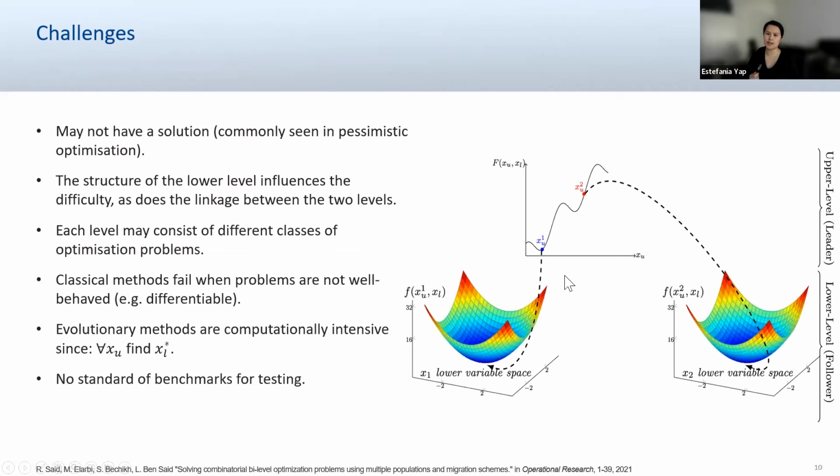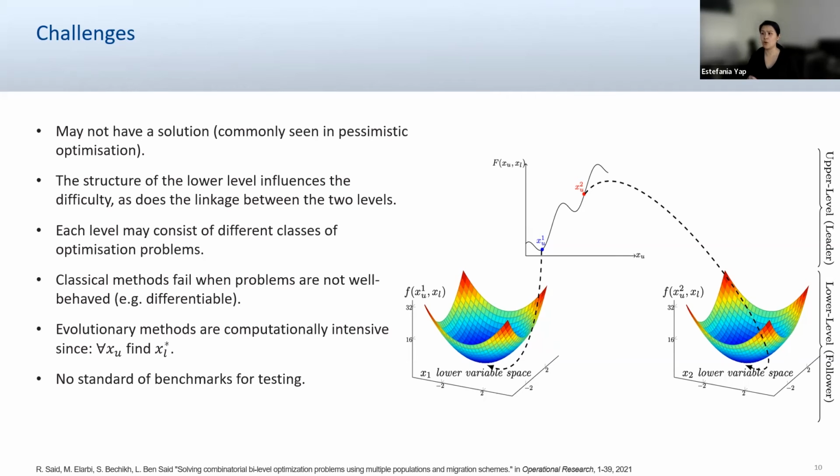So the challenges that are present in these kinds of problems, first is that they may not even have a solution. In the case of pessimistic optimization, the problem is really hard to solve in some cases, and in some cases it's actually not solvable. And that's been proven even in really, really simple formulations of linear problems. So most of the research is actually dealing only with optimistic.